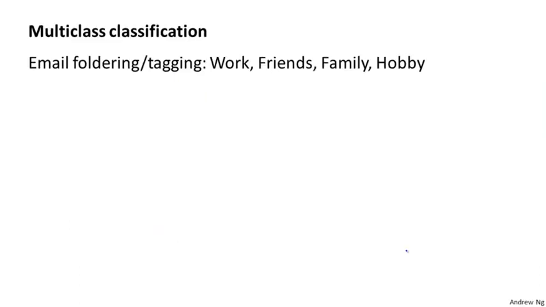Here are some examples. Let's say you want a learning algorithm to automatically put your email into different folders or to automatically tag your emails. So you might have different folders or different tags for work email, email from your friends, email from your family, and emails about your hobby. And so here we have a classification problem with 4 classes, which we might assign the classes y equals 1, y equals 2, y equals 3, and y equals 4 to.